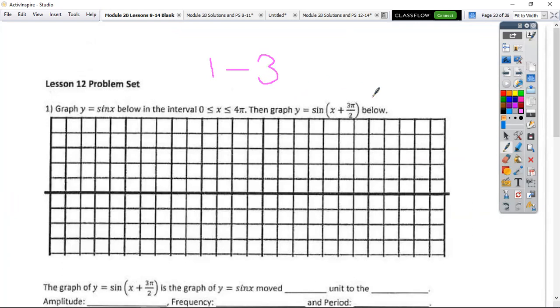Please feel free to use those calculators. You still got 5 minutes. Wanted to give you time to at least get them started. But remember, count 1, 2, 3 spaces. And your first increment is pi over 2.